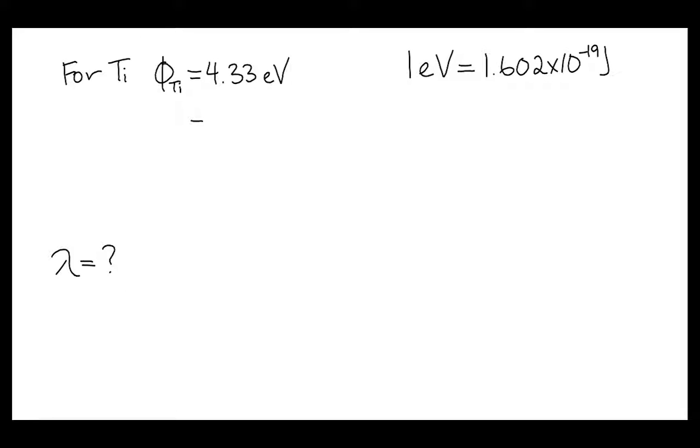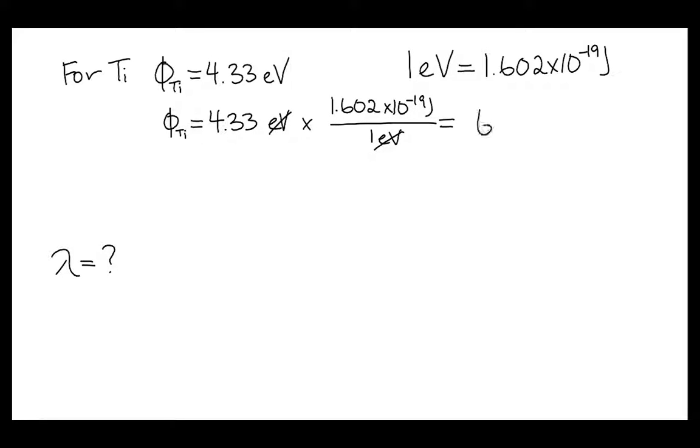And so to convert the work function from electron volts into joules, all we have to do is take 4.33 electron volts, multiply that by 1.602 times 10 to the negative 19 joules over 1 electron volt. The electron volts cancel out, and so what we get is a value of 6.94 times 10 to the negative 19 joules. Now that we're in joules, we can easily work with that to be able to calculate what the appropriate wavelength will be to emit an electron from the titanium surface.